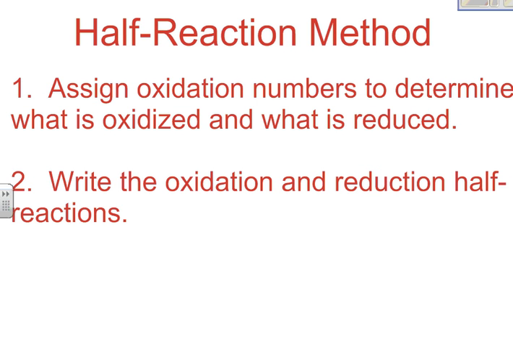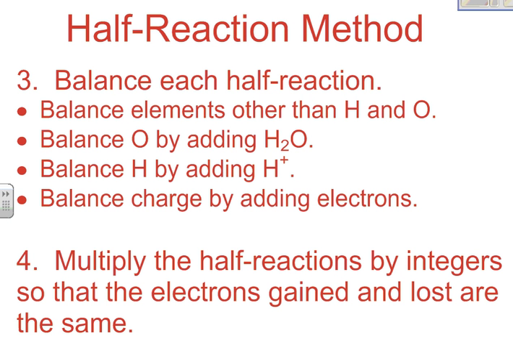All right, as with the oxidation numbers, these rules or steps that we're going to use can be found in your book. The first step is to assign the oxidation numbers of each element to determine what is being oxidized and what's being reduced. And we'll go through an example of this in just a minute after we go through the rules. Number two, we're going to write the oxidation and reduction half reactions. Number three, we're going to go through and balance each half reaction.